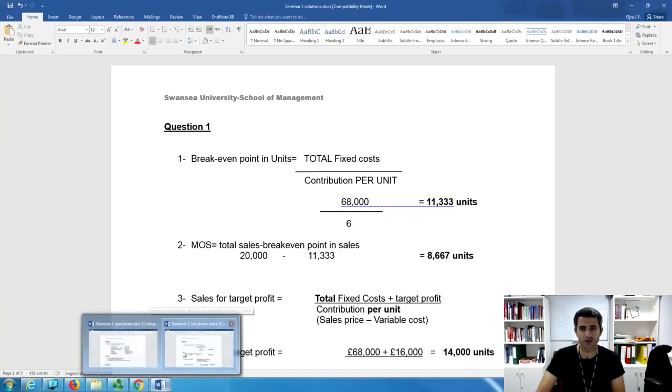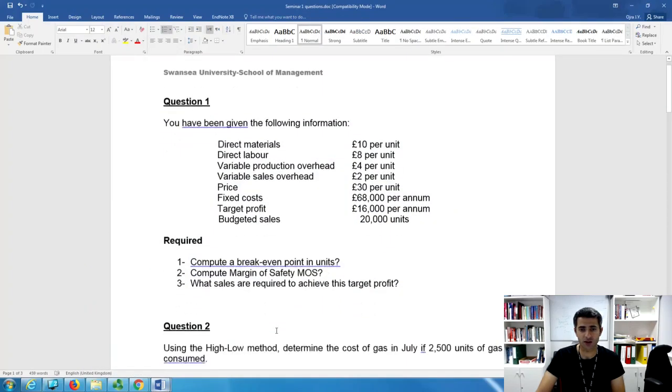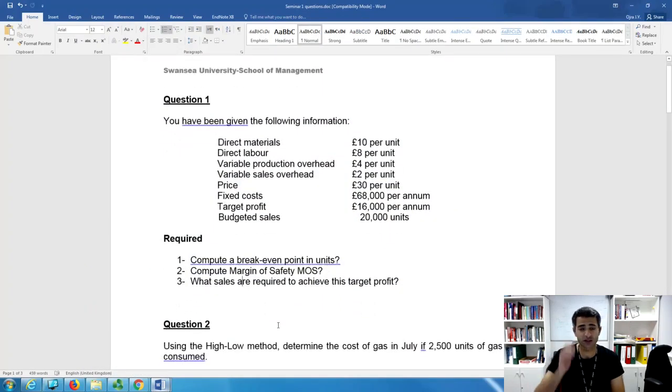In terms of sales required to achieve target profit, the formula is fixed cost plus target profit divided by contribution per unit. It's exactly similar to the one in break even, but you need to add the target profit. Let's assume that you have a business and you say next year I'm gonna achieve £5,000 target profit. So the question is how many units you need to sell in order to achieve this £5,000. So you need to follow this formula.